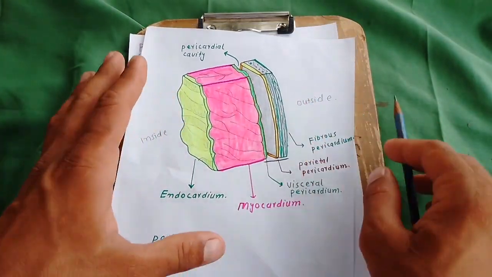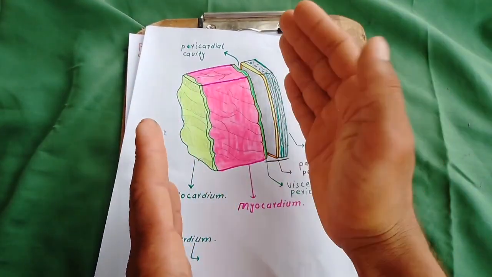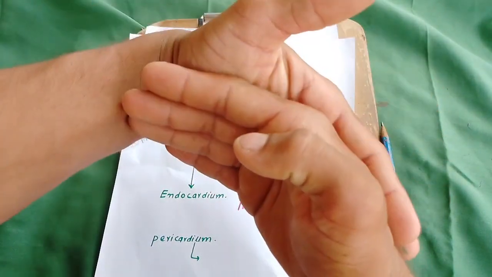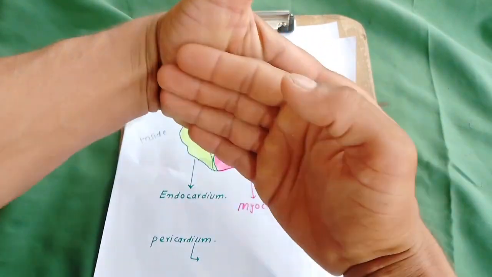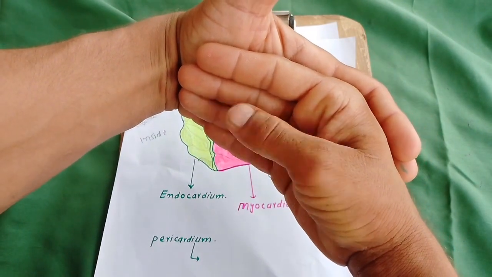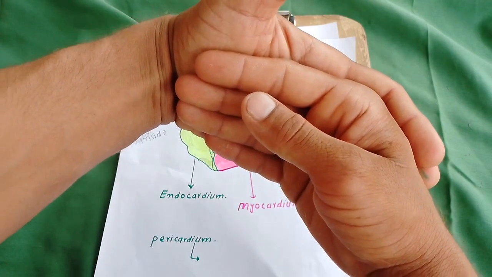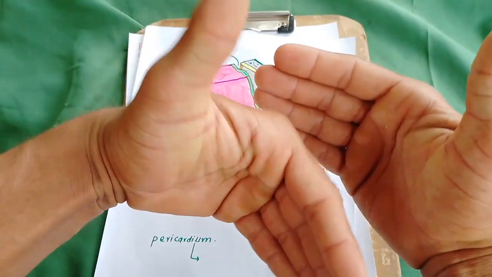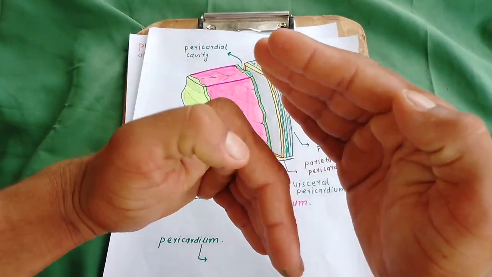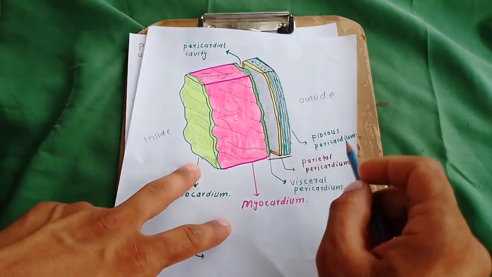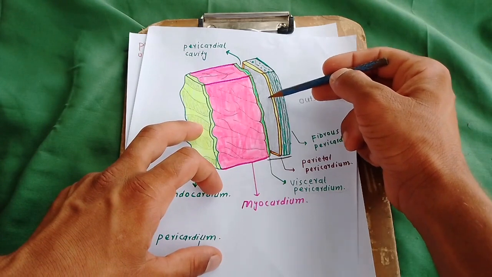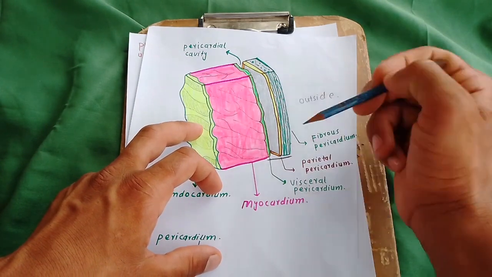Okay, so there is a space. This one is the fibrous pericardium. This one is the parietal pericardium, and there is a space which is called the pericardial cavity or pericardial space, and there is the visceral pericardium. So there is a space between the parietal pericardium and the visceral pericardium. This space is called the pericardial cavity.